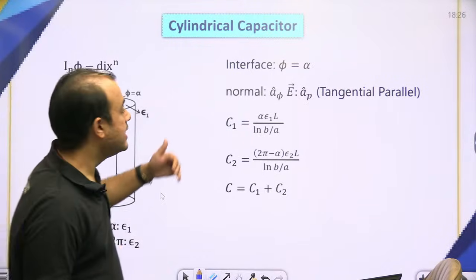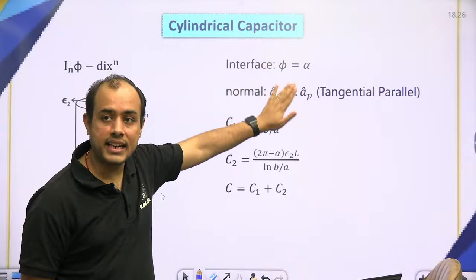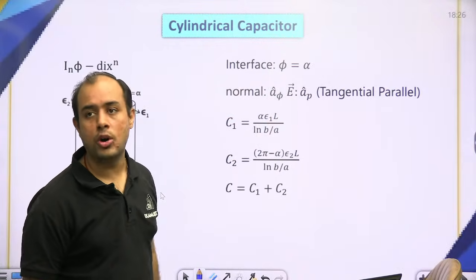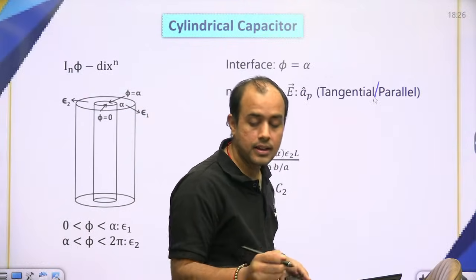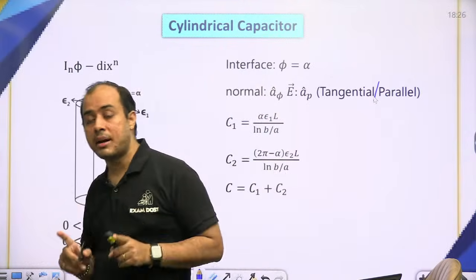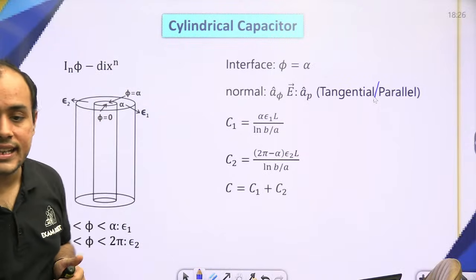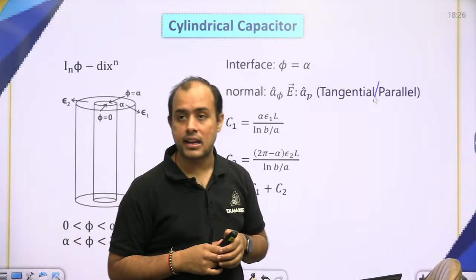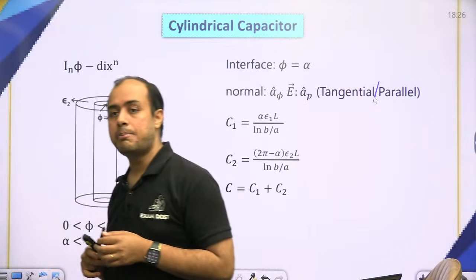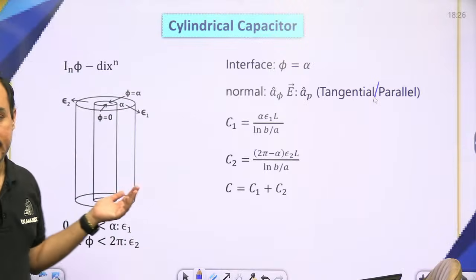So normal is A phi cap. But electric field is in A rho cap. So it is tangential or parallel. इलेक्ट्रिक फील्ड अगर नॉर्मल डायरेक्शन में नहीं तो क्या कहलाएगी? टेंजेंशियल कहलाएगी. So you will treat it as a parallel connection. आप इसे पैरेलल कनेक्शन की तरह ट्रीट करेंगे, समझे?